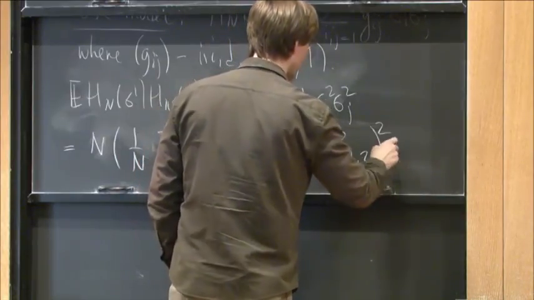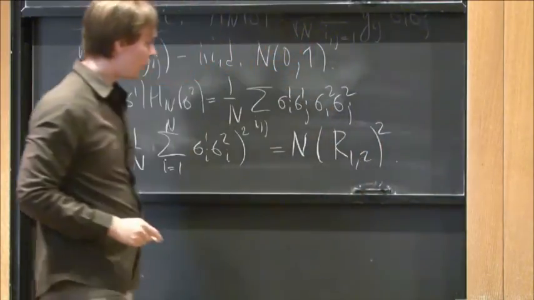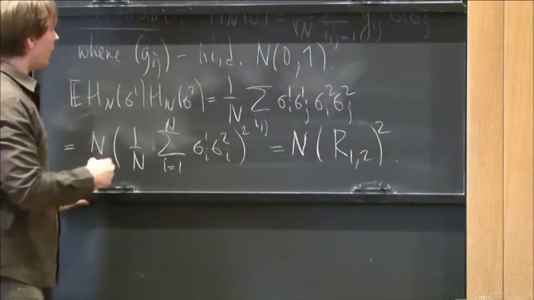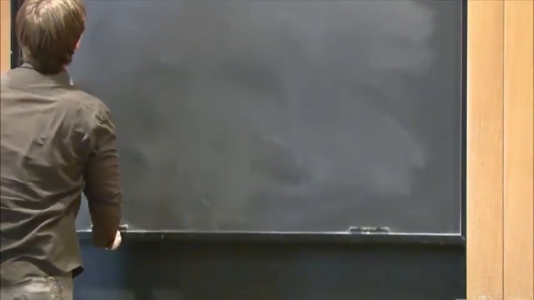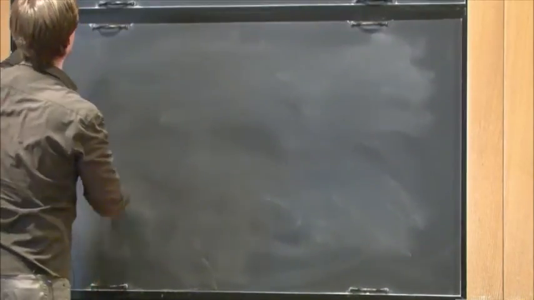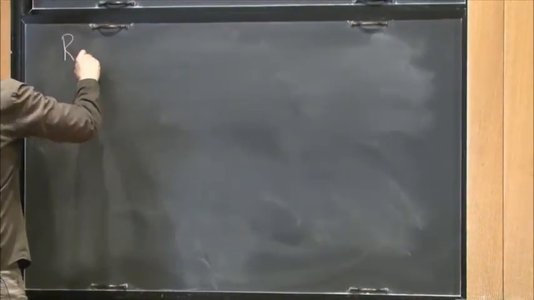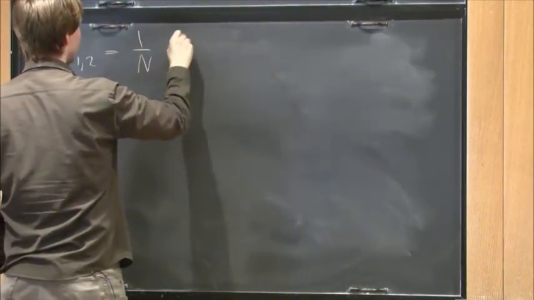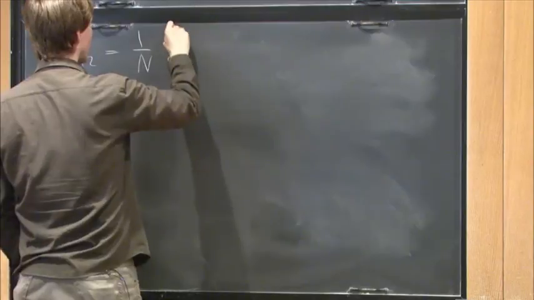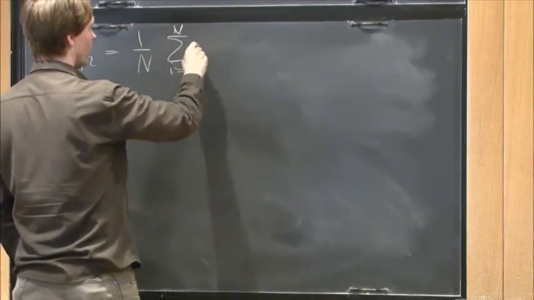So this is what is called the overlap. R12 is called the overlap of two configurations. Basically, R12 is just a normalized scalar product, which normalizes it to be of order 1.